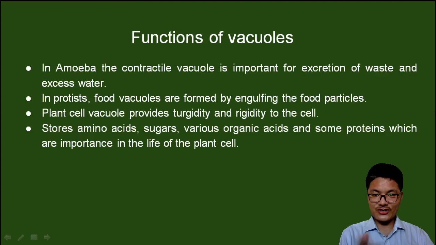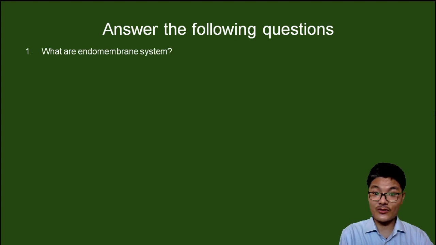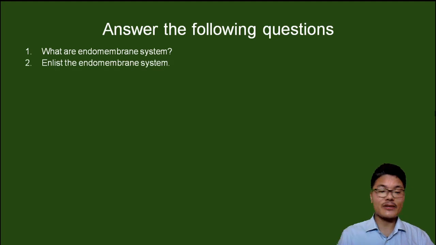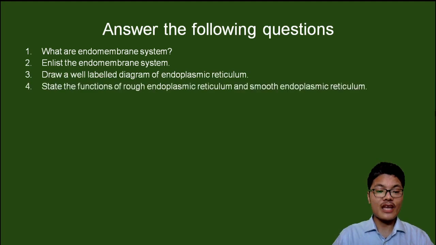Now let's try to answer these questions. You can answer these questions on your own, and you should write these answers down in your rough copy. First question: what is the endomembrane system? Though not given in your textbook, it's important for you to understand, and it's good for your understanding. Second, analyze the endomembrane system. Third, draw a well-labeled diagram of the endoplasmic reticulum. Fourth, state the functions of rough endoplasmic reticulum and smooth endoplasmic reticulum.